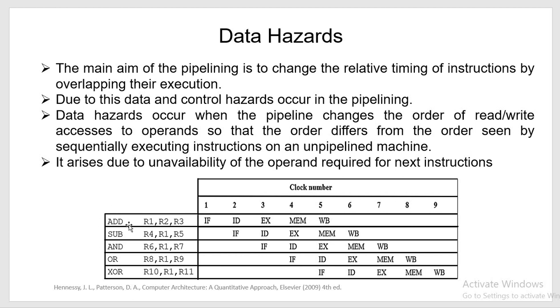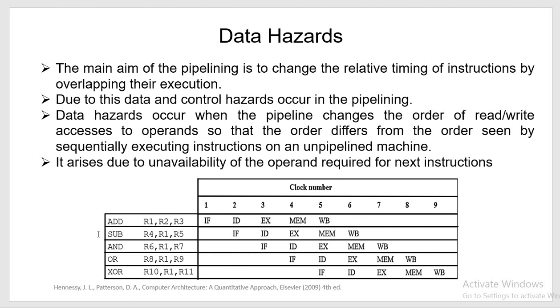Let's suppose we have one program with five instructions. The first instruction is ADD R1, R2, R3. The role of this instruction is to add the data of R2 and R3, and after the addition, the result will be in R1.